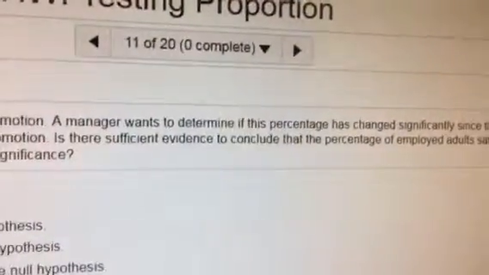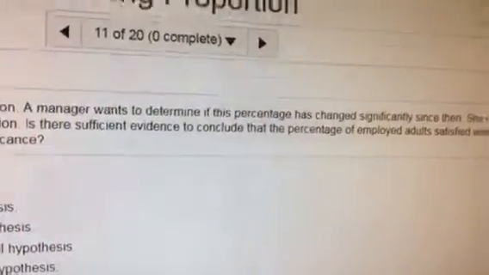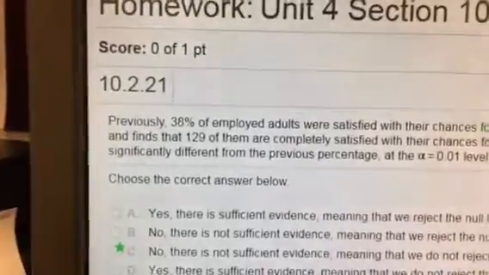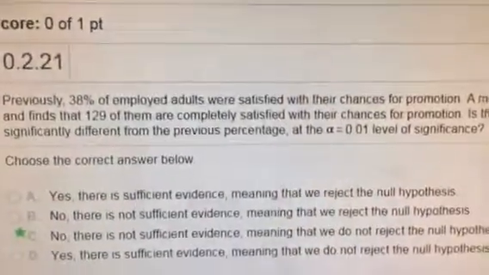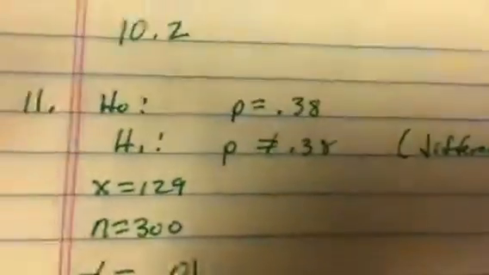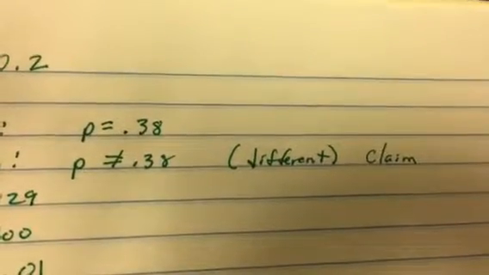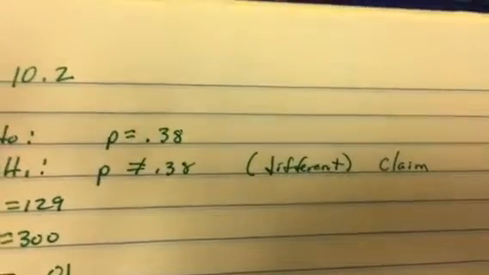The next thing is, this is the claim: is there sufficient evidence to conclude that the percentage of employed adults satisfied with their chance for promotion is significantly different from the previous percentage? The previous percentage was 38%. So if it's significantly different, we're going to make it P does not equal 0.38. And that's our claim.